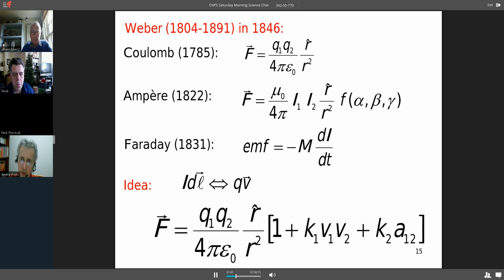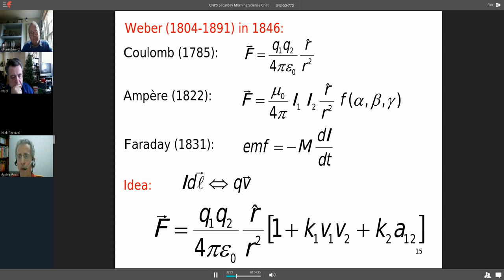He knew Coulomb's law, which is analogous to Newton's law of gravitation. He knew the law of Ampère, that two currents in the same direction attract and in the opposite direction repel. Ampère obtained in 1822 a force which is similar to Newton's law of gravitation, I1 I2 over r squared. It's a central force, but it also depends on the angle between the two current elements and the angle between each current element and the straight line connecting them, alpha, beta, and gamma. I will not go into details here.